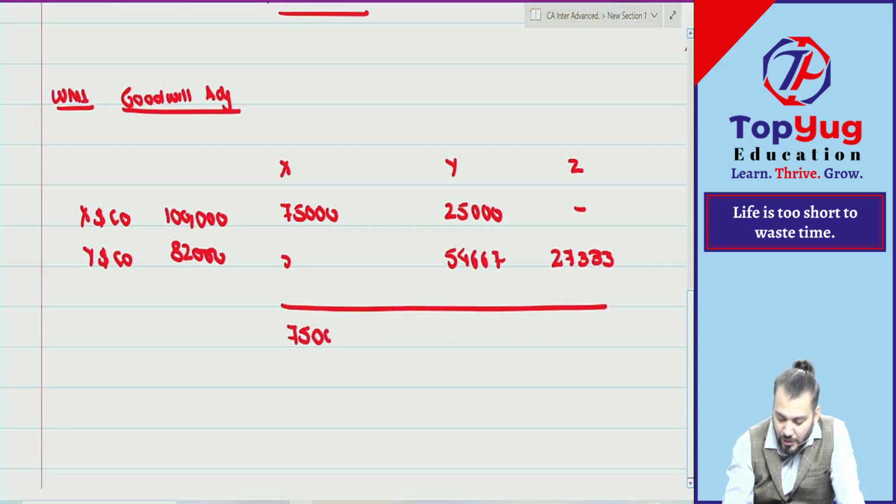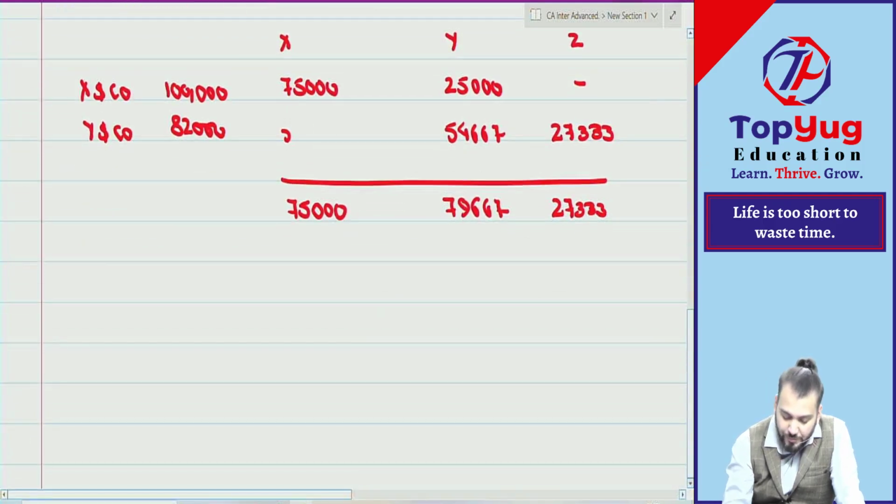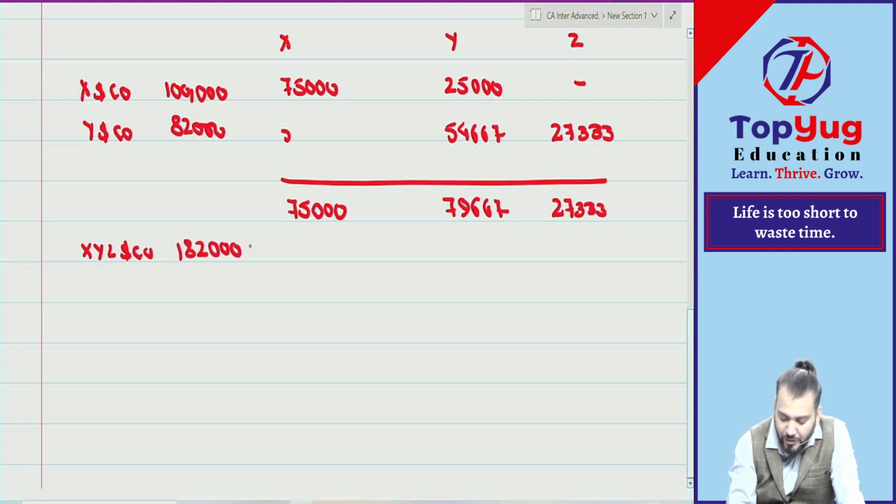You can use a calculator and calculate it. 75,000, 667, 27,333. Then total goodwill of XYZ and company is 1,82,000. This will be allocated in the new PSR: 91,000, 60,667, 30,333. So tell me how much gain?